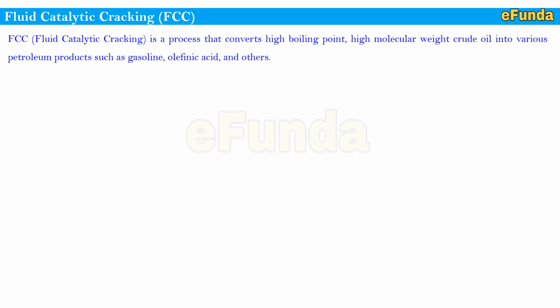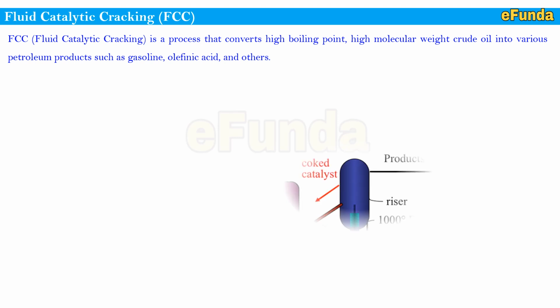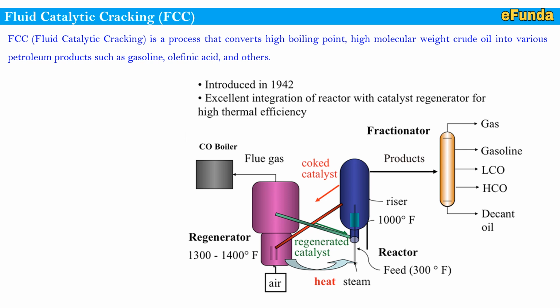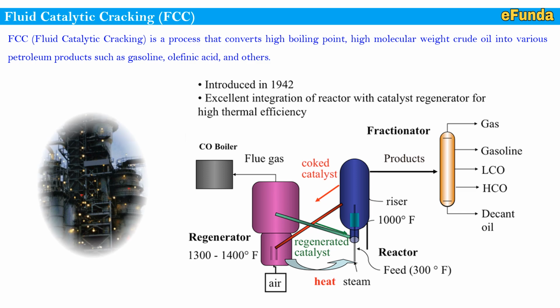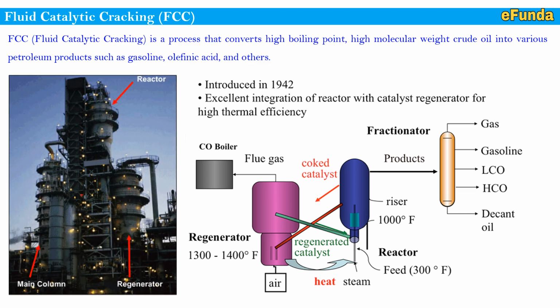Moving on to fluid catalytic cracking, that is FCC. FCC is a process that converts high boiling point, high molecular weight crude oil into various petroleum products such as gasoline, olefin gases, and many others. One can refer to the picture where the complete process is shown. It was introduced in 1942. This is an excellent integration of a reactor with a catalyst regenerator for high thermal efficiency. The FCC uses a catalyst in the form of a fine powder which flows like a liquid when agitated with the help of steam, air, or a vapor.